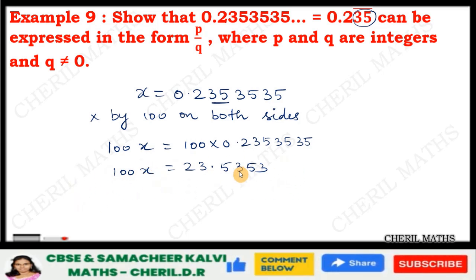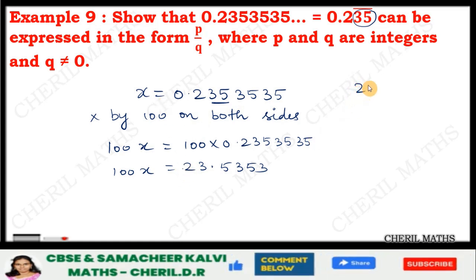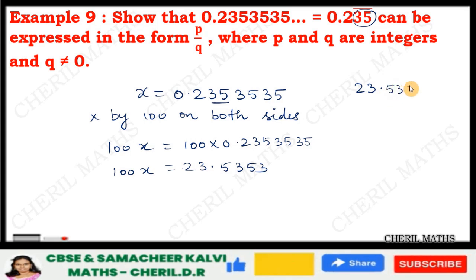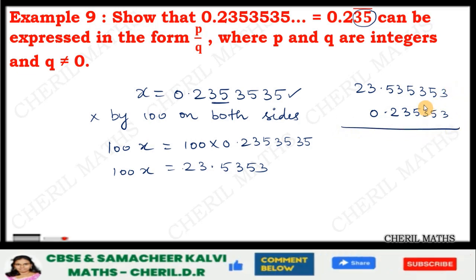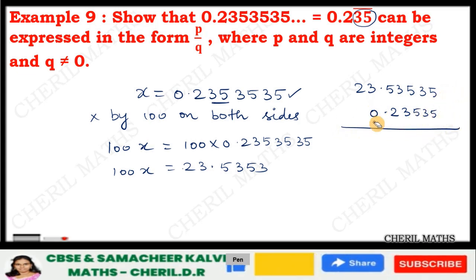So what did I tell you the next step? We are going to convert it in such a way that the repeating parts match. I told you that very easily to find this out, you can subtract this and this. So what you will get is 23.5353, you can write one more 53 also if needed, and I'm going to subtract from this 0.23535. So it's just going to keep on repeating. So when you subtract these two, what will you get? You will have 0, 0, 0, 0.